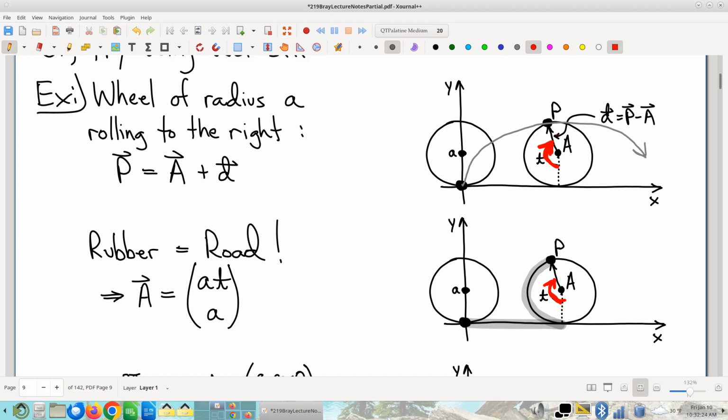Okay, so with that said, our angle is T. Don't forget our radius is A. And so high school geometry then tells us that what we're interested in, namely the amount of rubber that has touched road, namely the amount of road that has touched rubber, namely the x-coordinate of our axle, is just radius times angle. Everybody happy?